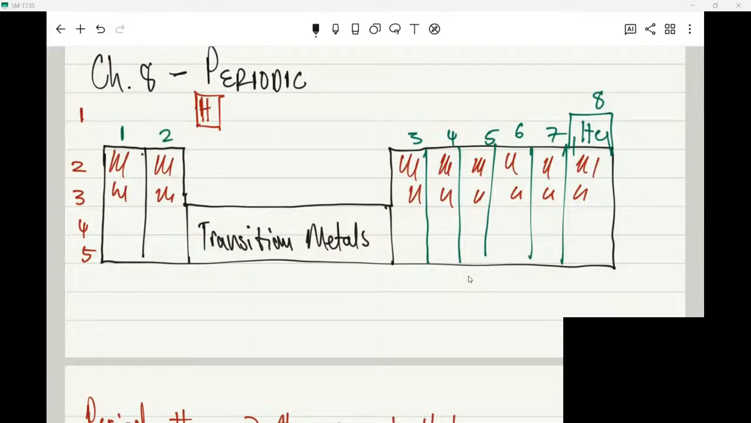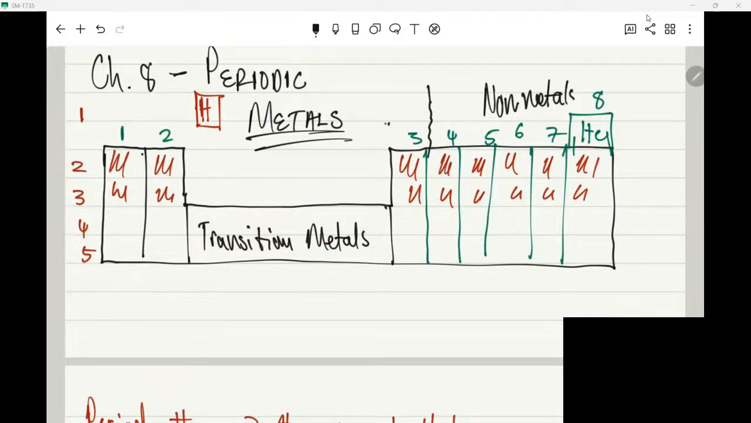If you look on your periodic table, the things on the left-hand side, mostly separating at group 4, are all metals, and a few metalloids. So group 1, metals, group 2, metals, transition, metals, group 3, mostly metals. That is what you'll be having. And then you have your non-metals on this side of the periodic table.